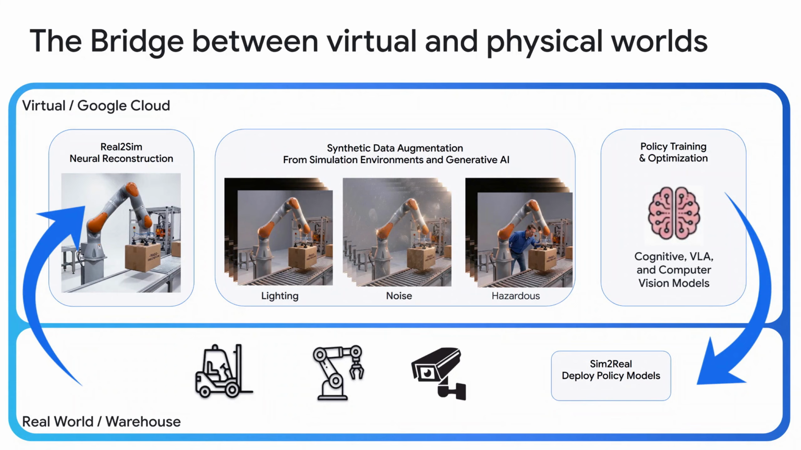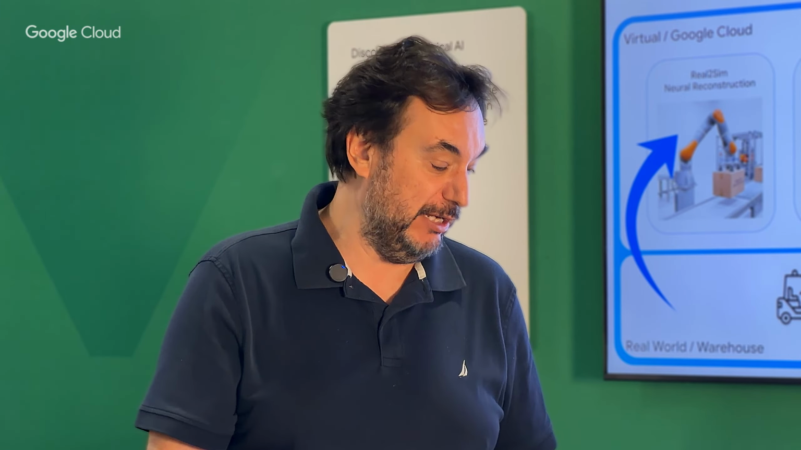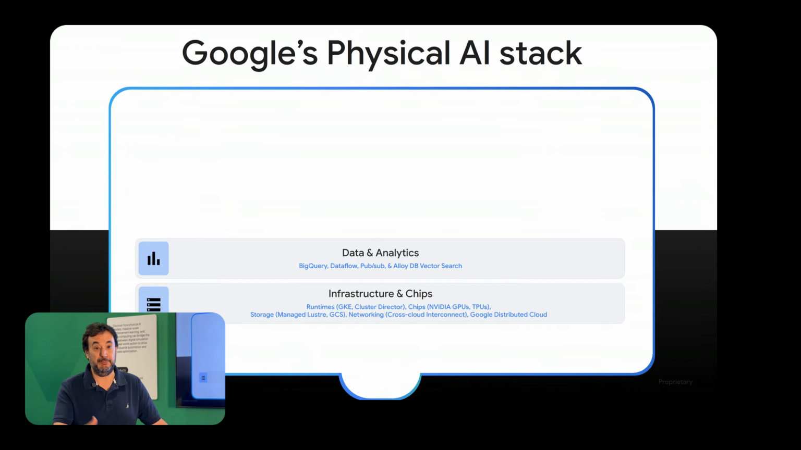So you can go from a simulation to a reinforcement learning loop with the help of Gen AI. In particular, there are a number of things we can do with Gen AI to enhance the simulation, reduce the sim to real gap, and make the robot better in the real world. We have a full stack of things. We have, of course, infrastructure and chips. I showcased the G4 machines. Of course, we also have TPUs and all sorts of other hardware that we can provide for this.